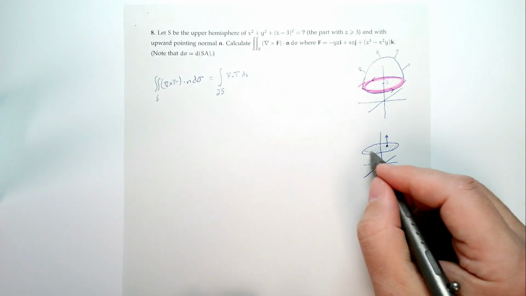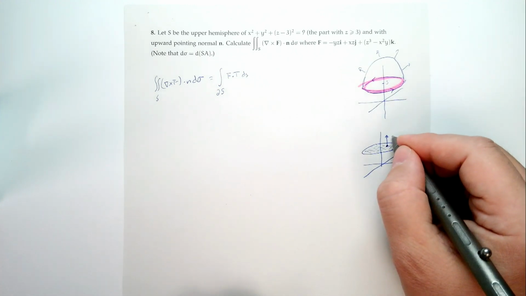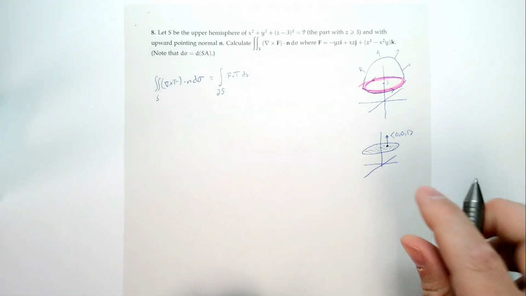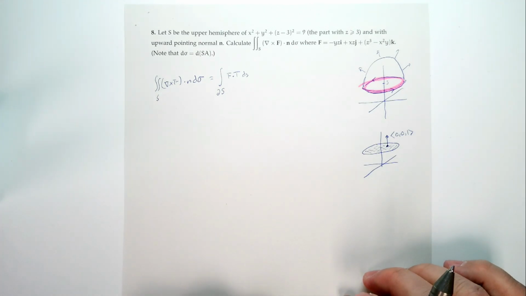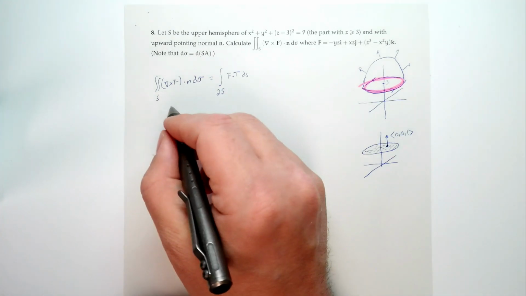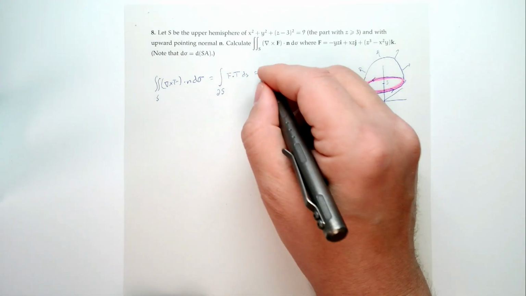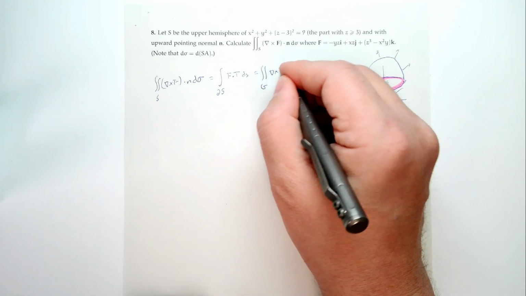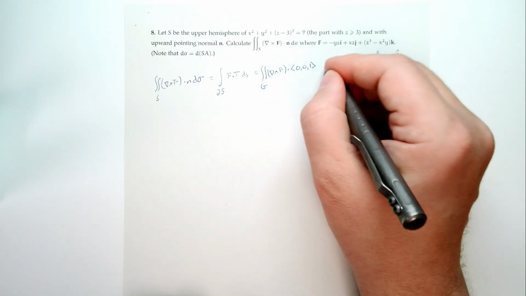So let's do that. Now, what's nice about this? Well, it's very flat, so the normal is just simply 0, 0, 1. And notice it has length 1, because that's a unit normal. So we're going to do the following. Let's call this surface G. So we're going to find the integral on G of del cross F dot 0, 0, 1.